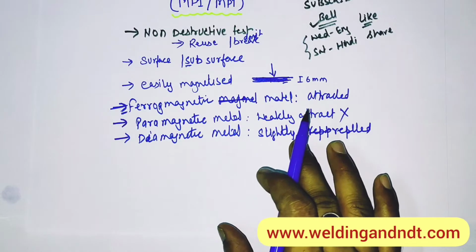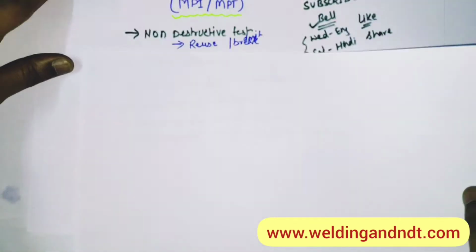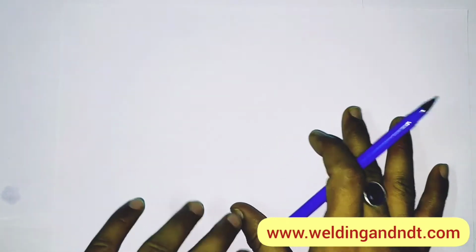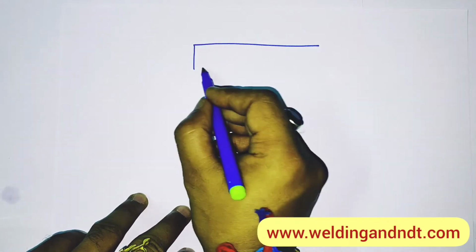Now this was the brief idea. First I would tell you about the principle of magnetism, so that it will be easier for you to understand. What is the principle of magnetic particle test? Rather, I would say the principle of MPT.